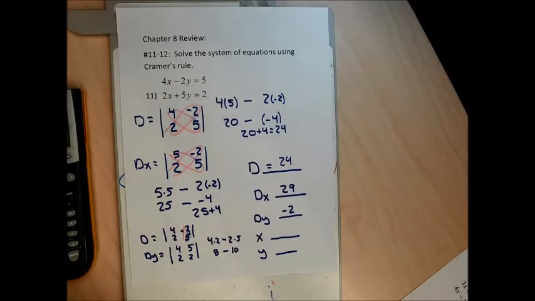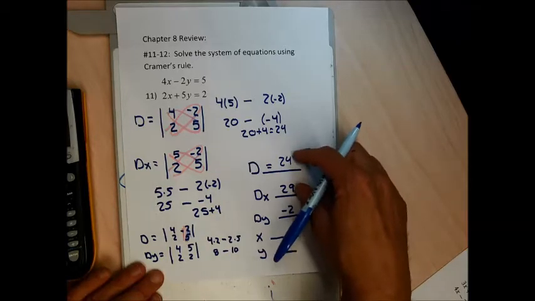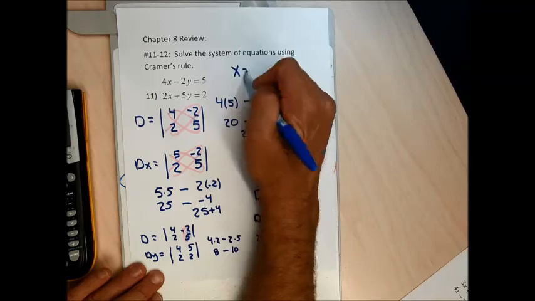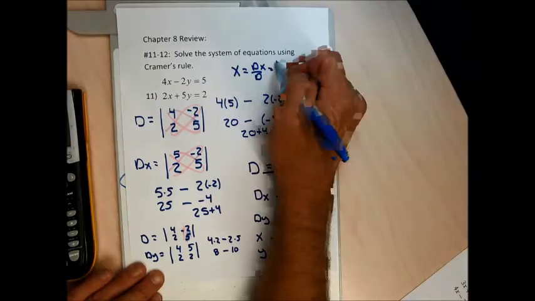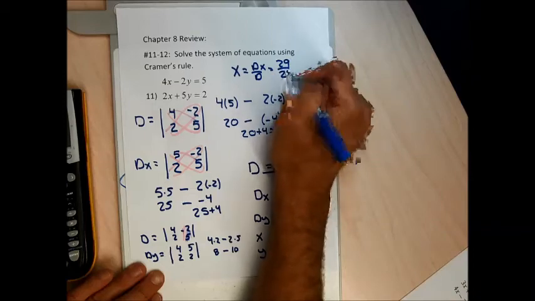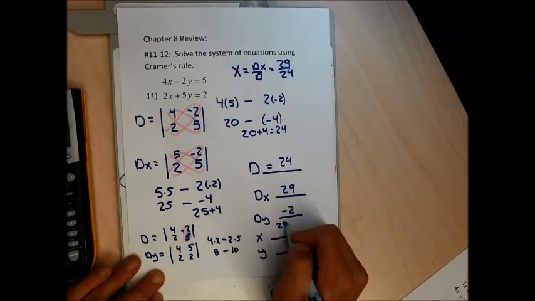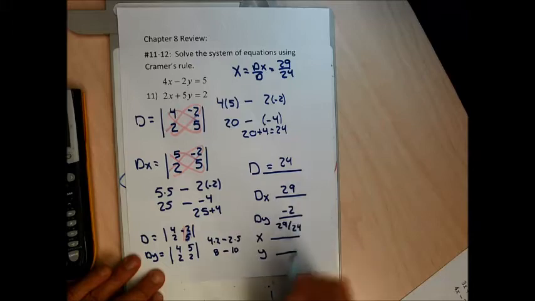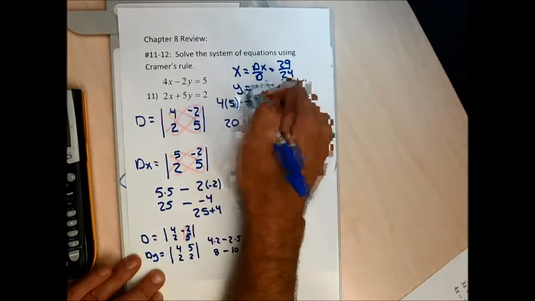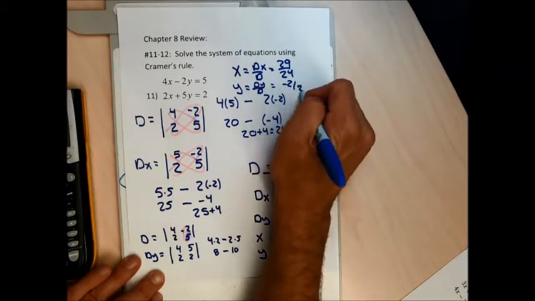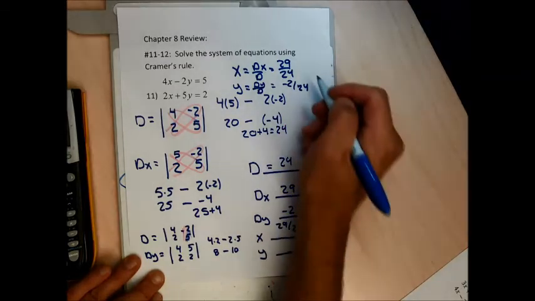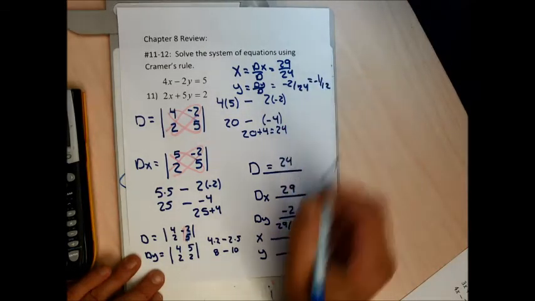Done with the hard part, now forming fractions. X is D sub x divided by D. So in this particular problem, x is D sub x over D. D sub x is 29. D is 24. So x is the fraction 29 over 24. Y is the D sub y number divided by D. D sub y is negative 2. D is 24. That fraction is going to reduce by 2 to negative 1/12.